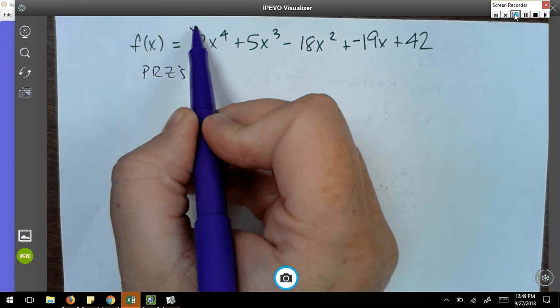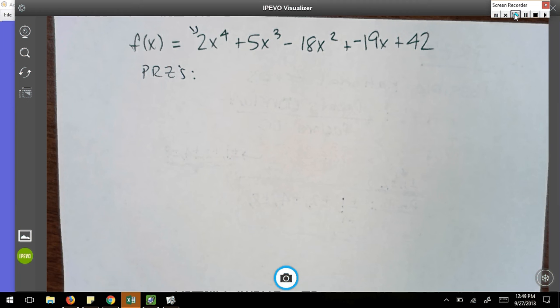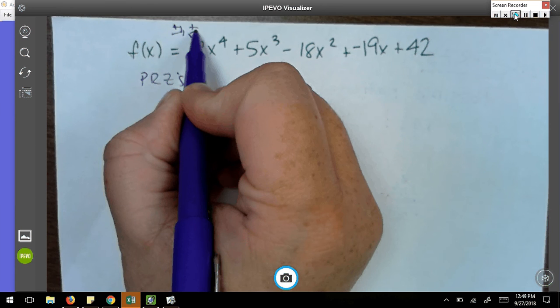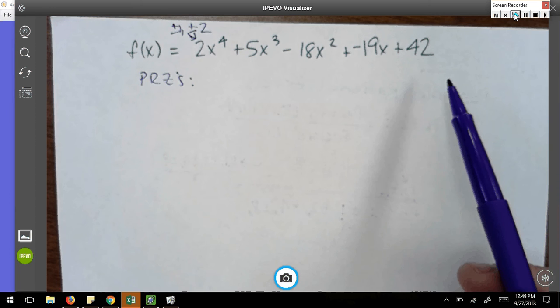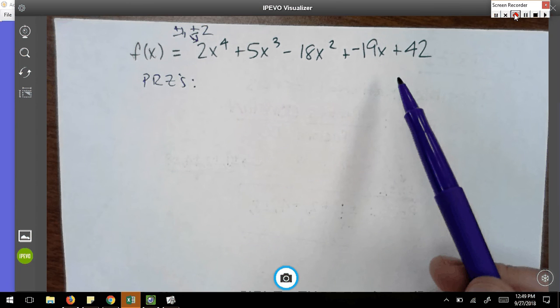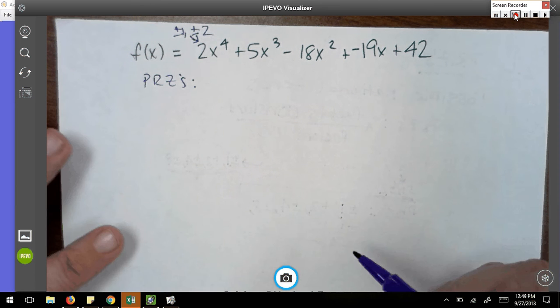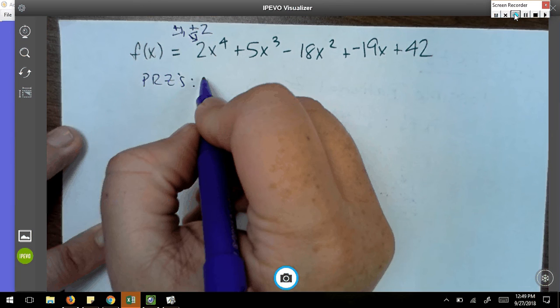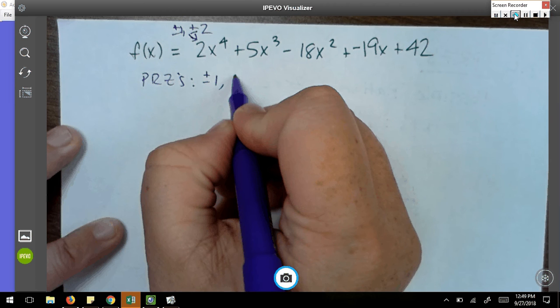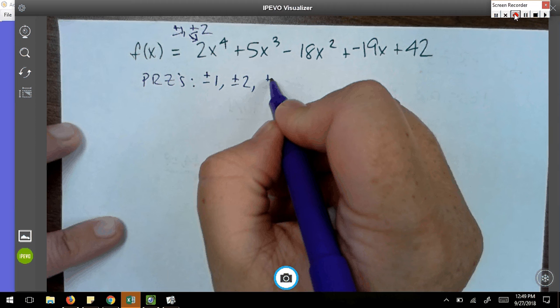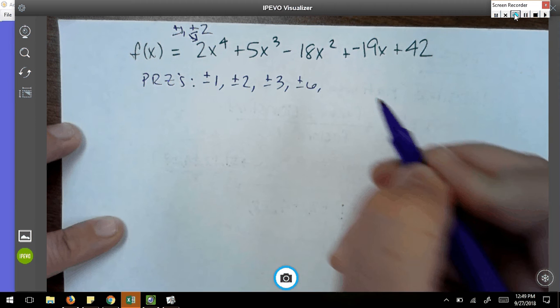Notice my leading coefficient is 2, which means my factors of 2 are going to be 1 and 2. So I'm going to take all the factors of 42 and then all the factors of 42 divided by 2. So let's first list the factors of 42: 1, 2, 3, 6, 7.